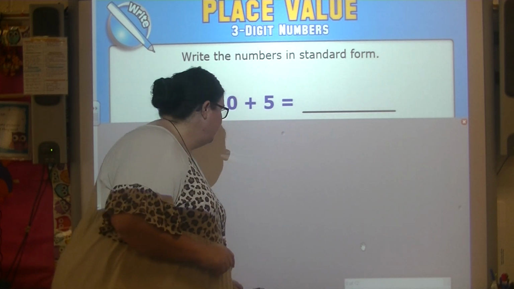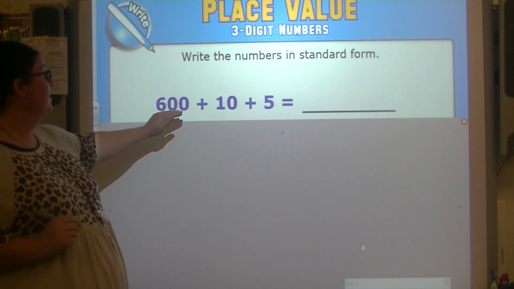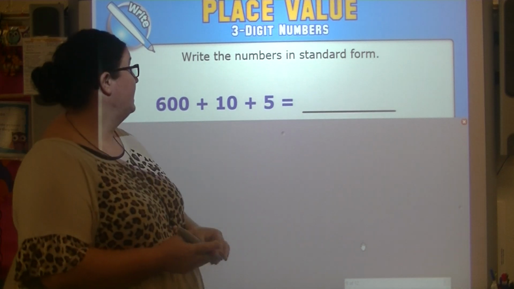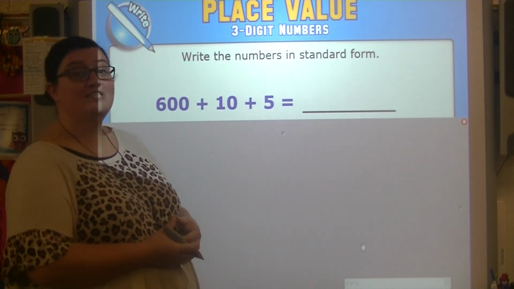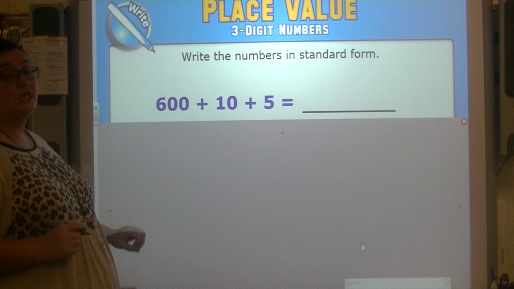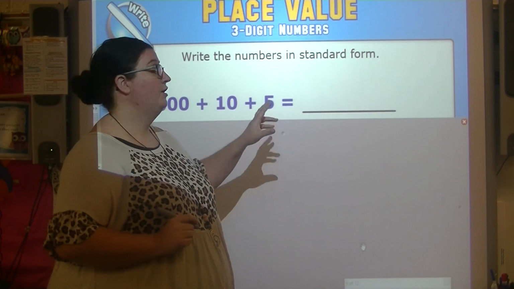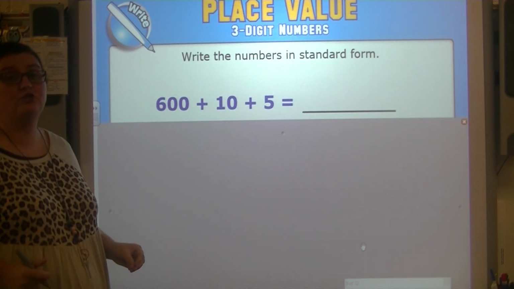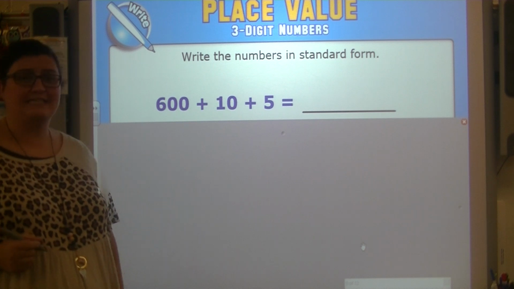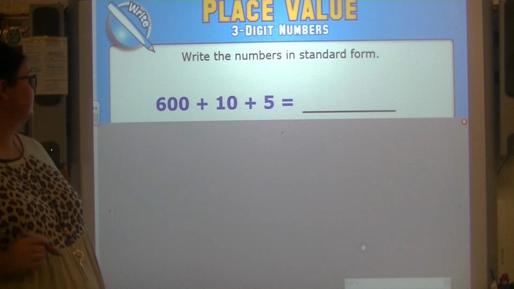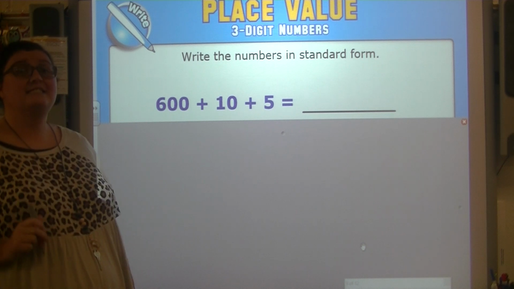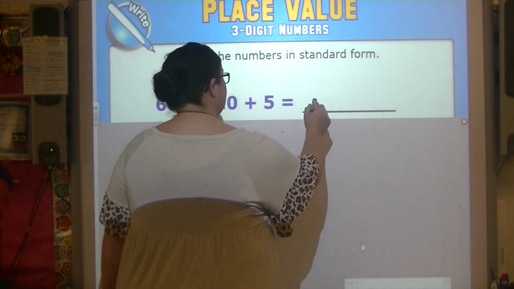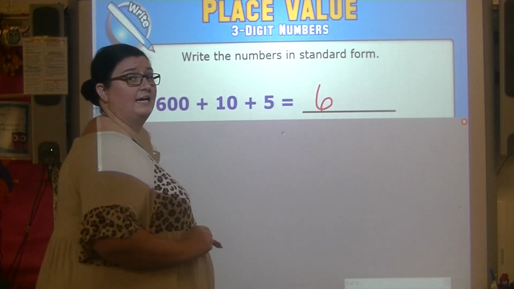All right, this time they have given us the expanded form, the stretched out version, and we have to give the standard form. 600 plus 10 plus 5 equals what number? All right, if we have 6 hundreds, how many groups of hundreds is that? That's 6 groups of hundreds, right? So that would be a 6 in the hundreds place.